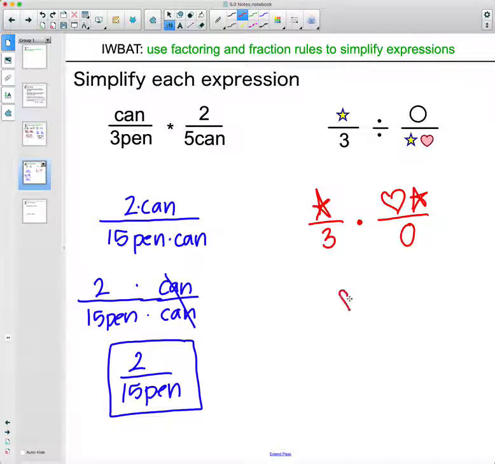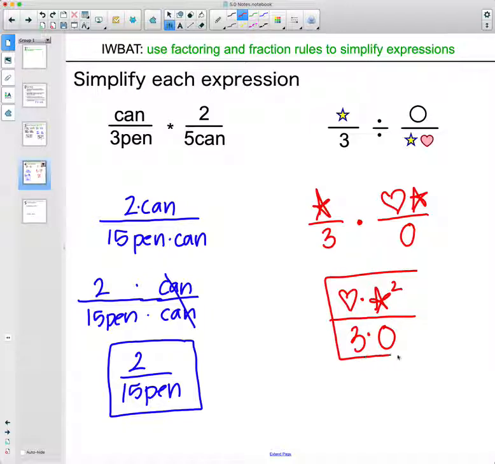So you'll have a heart, and then you have star times star, which is star squared. And then on the bottom, you have 3 times circle. Nothing in common here. There's no common factors top to bottom, so this would be your final answer.